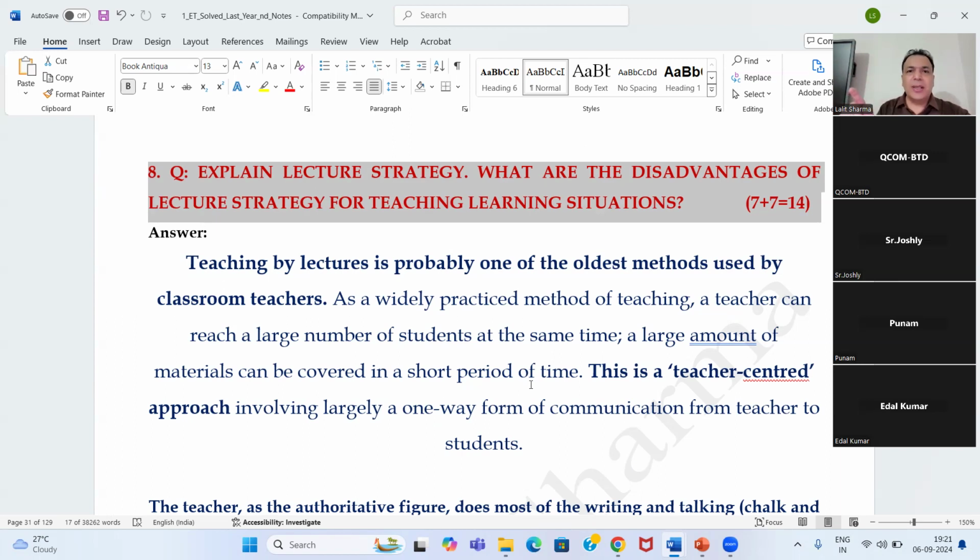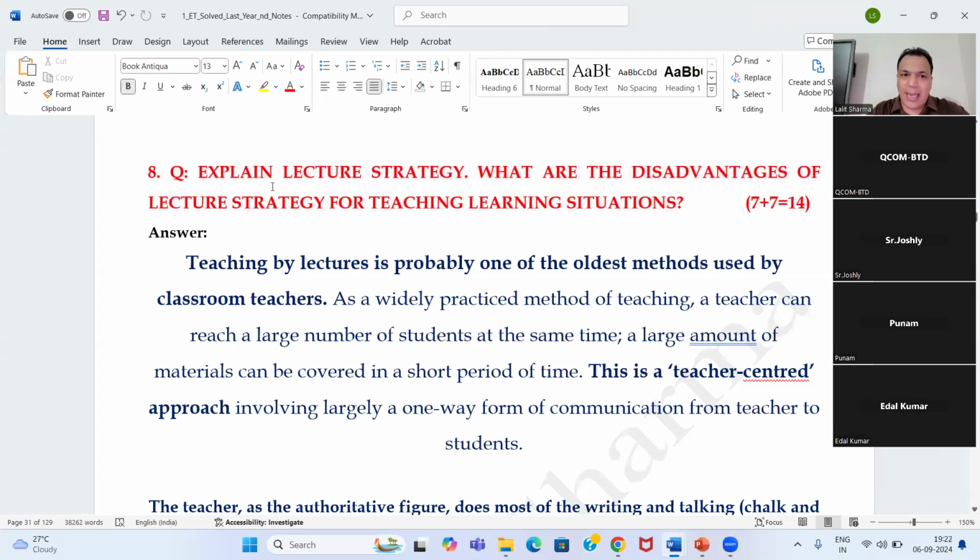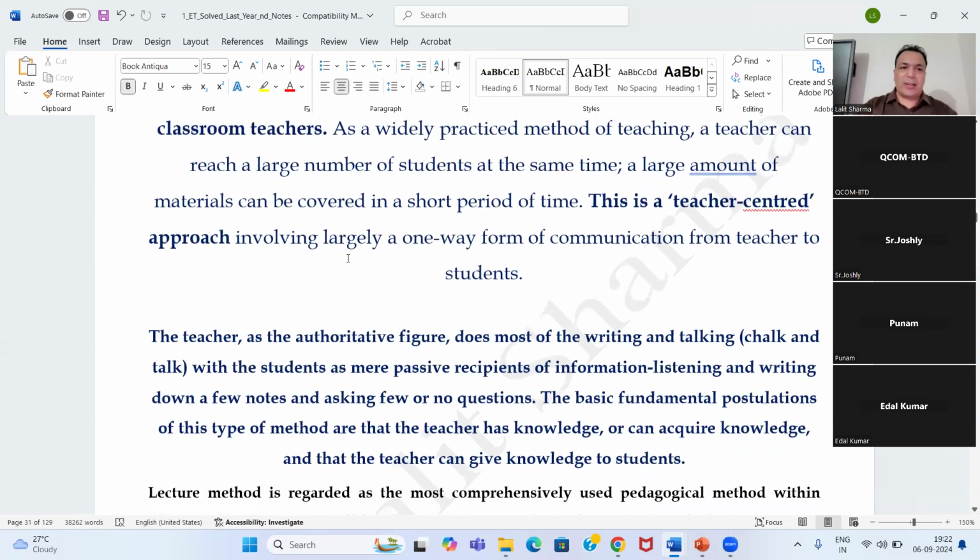But sometimes we can't say that this is the only skill by which we can become a master in teaching skills. I have given one paragraph over there. Because if you have no knowledge about micro teaching, then you can give the disadvantages of micro teaching skills, right guys? The same here, he has asked: explain the lecture strategy. What are the disadvantages of lecture strategies for the teaching learning situation? So you must know the lecture method.